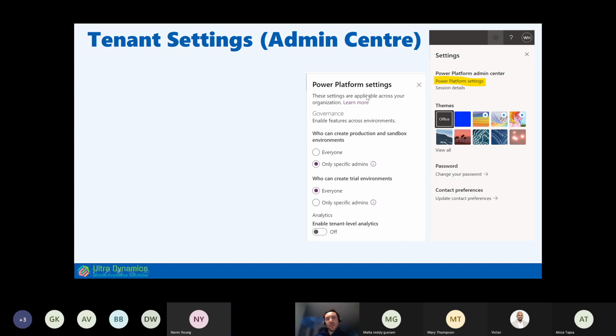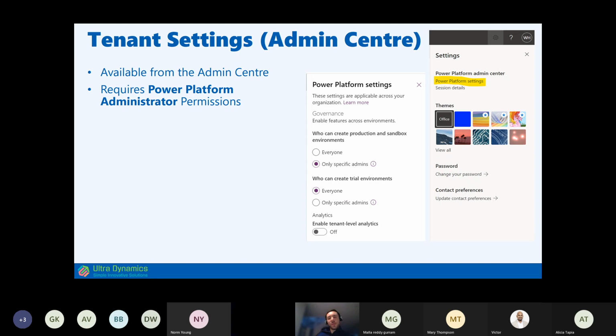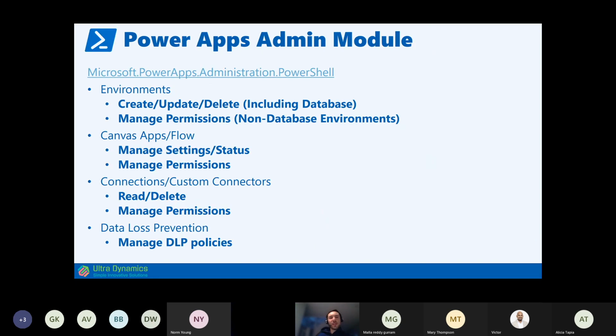So if you click on that, then you get displayed a number of options. So at the moment, you've got a small number of options here, I would say. There are more tenant settings. So what you can do in here is basically configure who can create sandbox and production environments, and also who can create trial environments. So depending on the policy that you want within the organization, you can tweak these settings to your needs, and you can also turn on the tenant level analytics in there. So to be able to manage these settings, you need to be a Power Platform administrator, with the Azure role that we've spoken about.